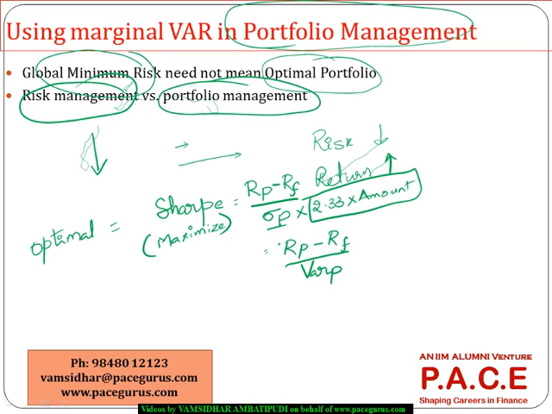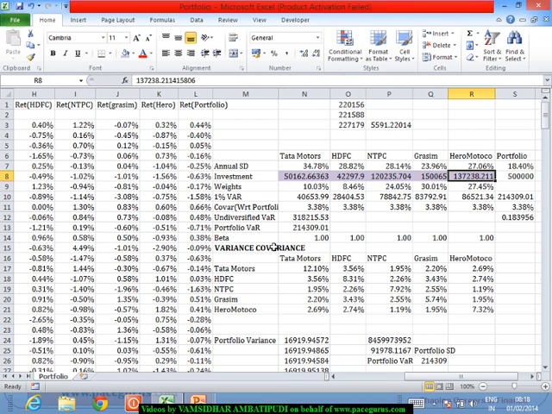Now, if at all I am talking about an optimal portfolio management, my intention is to maximize this value, not to minimize the total error or something. My intention is to maximize this value. So let's try if we can do the same in our spreadsheet.